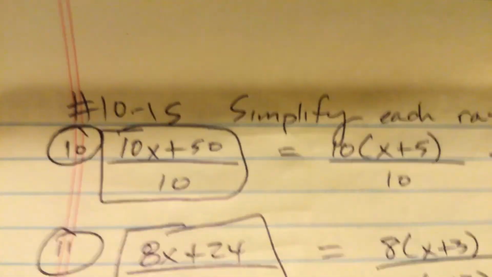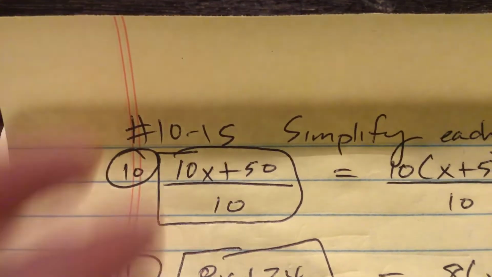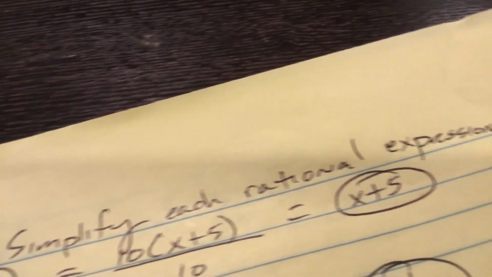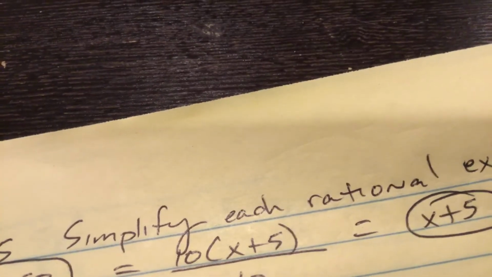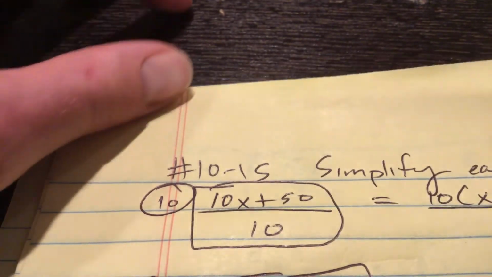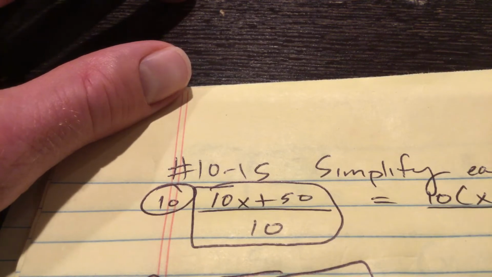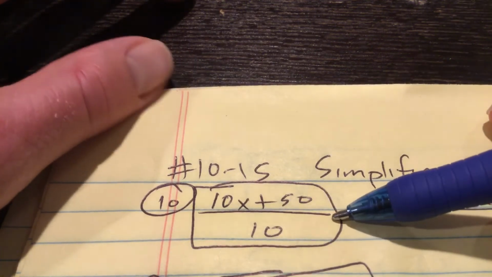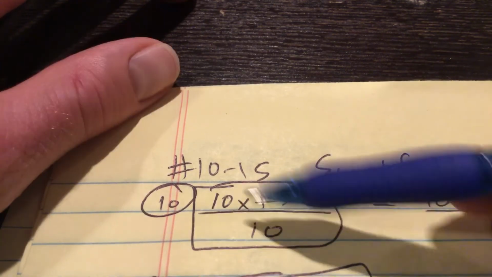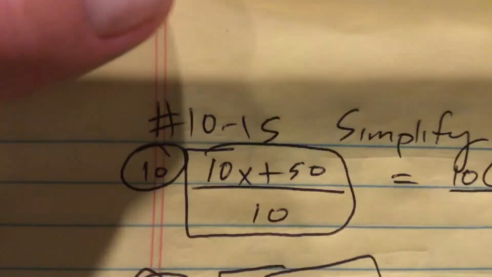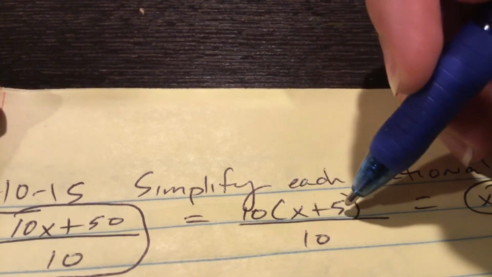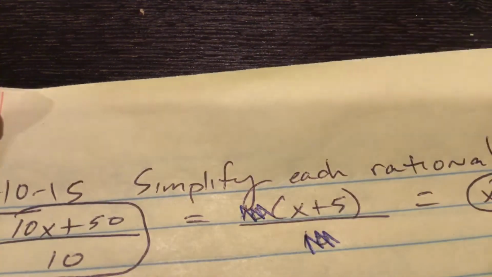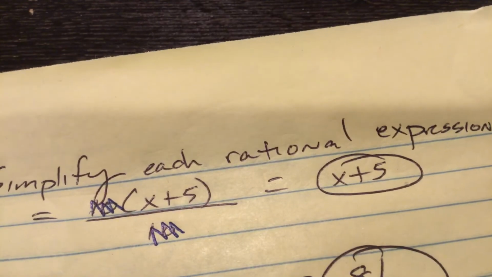On 10 through 15, folks, please write, simplify each rational expression. Again, simplify each rational expression. Here's number 10. 10x plus 50 over 10. Now, that's the question, so write it down just like that. You can divide everything by 10. What I'm going to do is up top in the numerator, I'm going to factor out the 10 that 10x and 50 have in common. When I factor, I'm dividing, so then I'm left with x plus 5. The 10's now cancel, leaving you with, you guessed it, x plus 5.